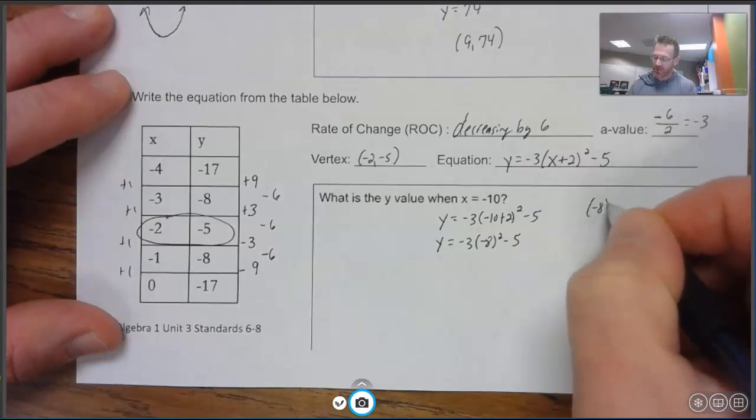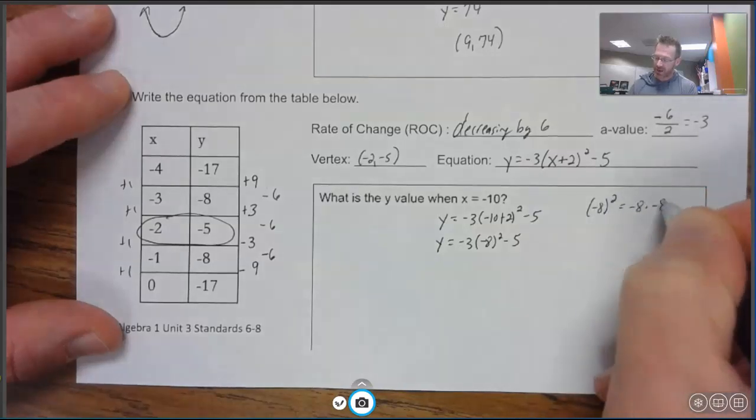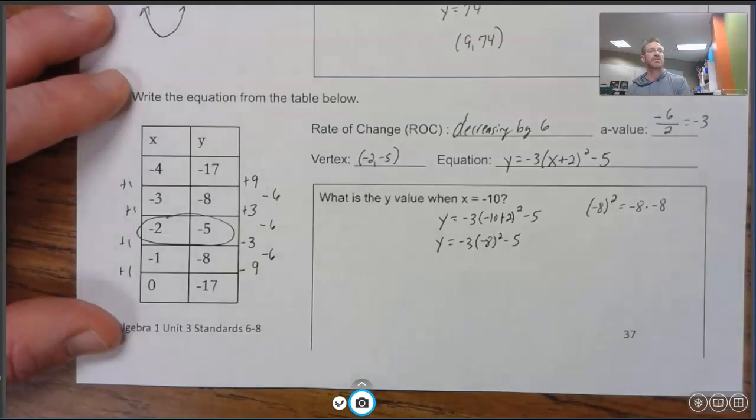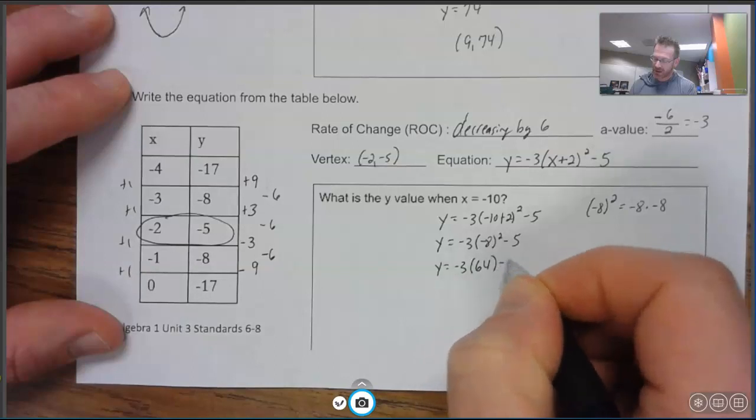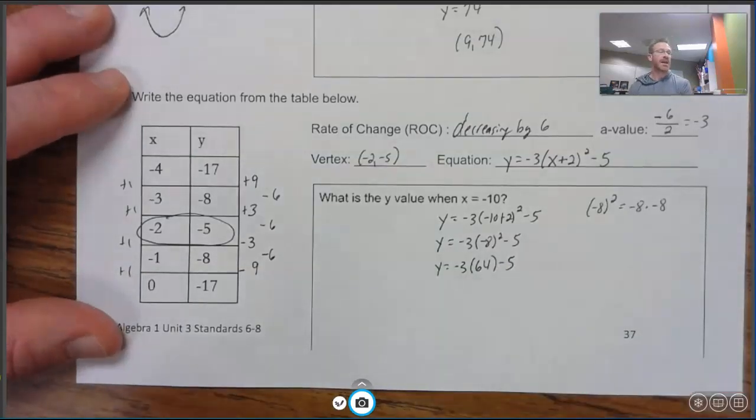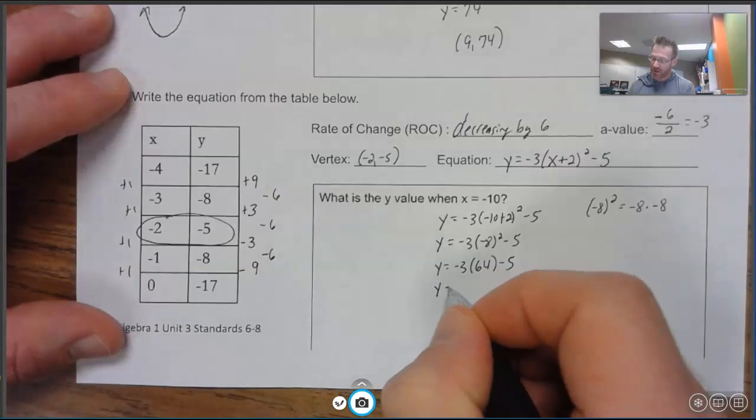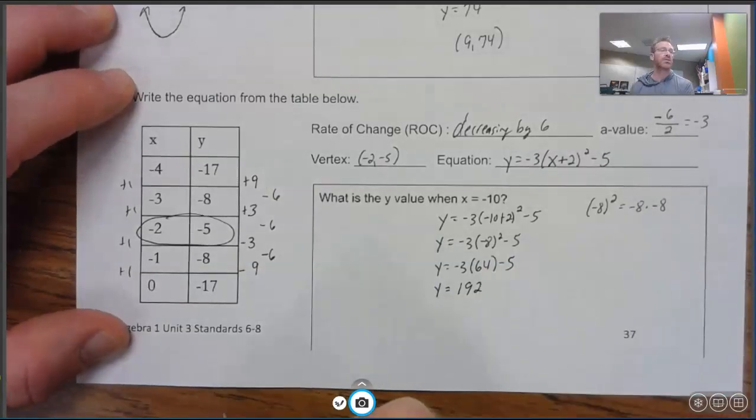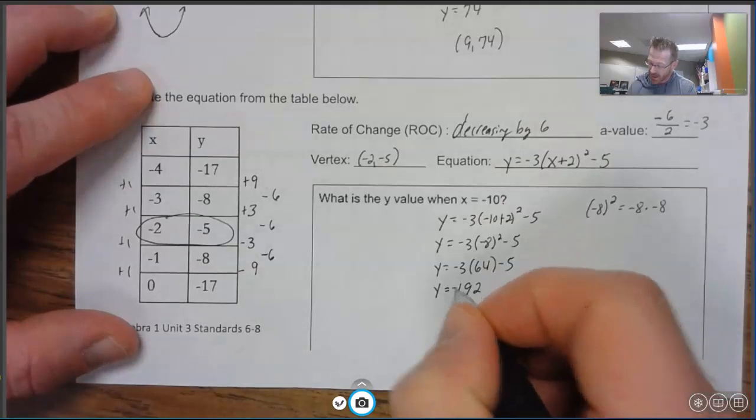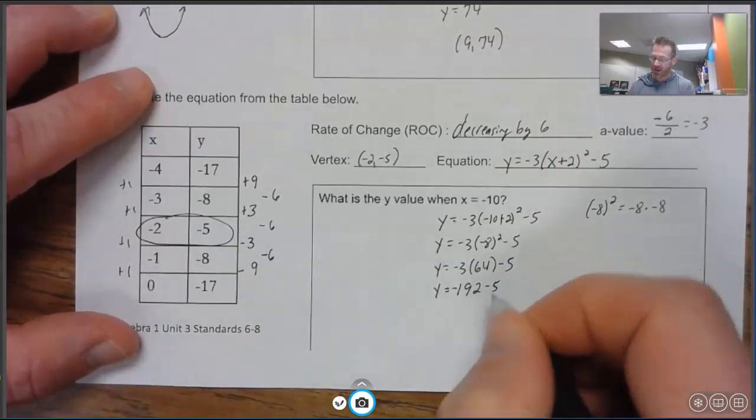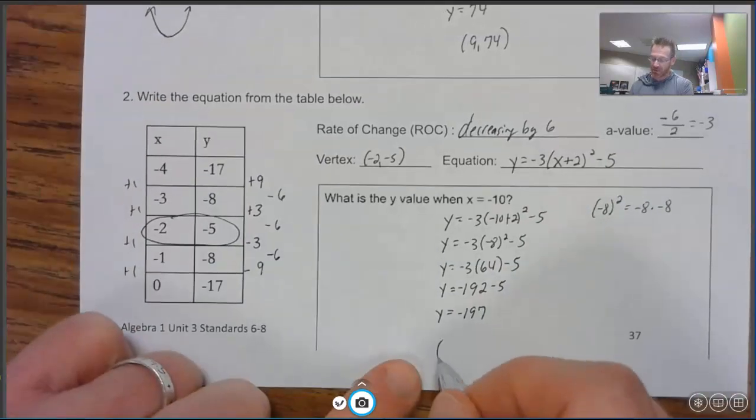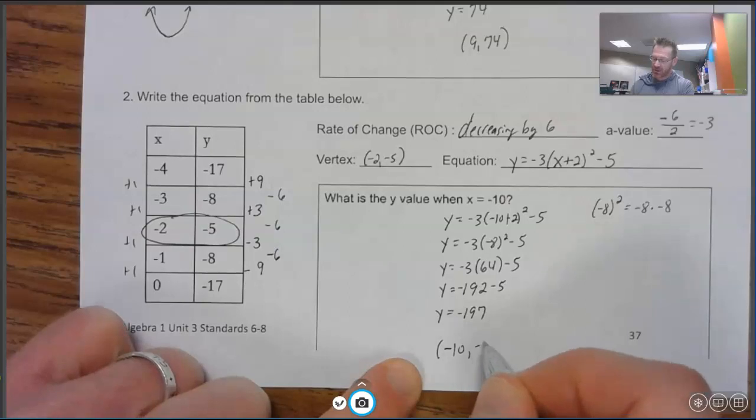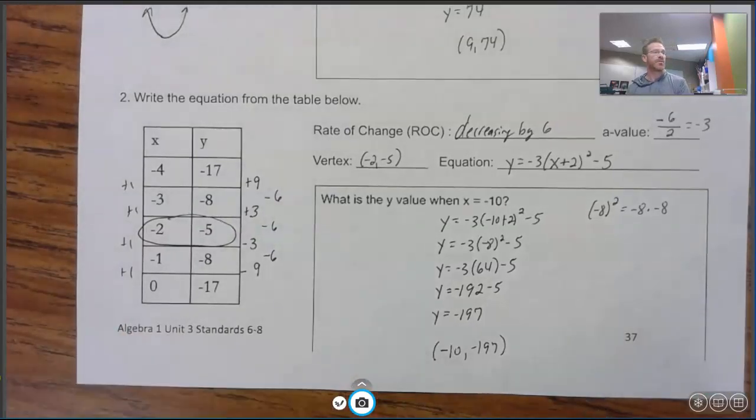Now remember, -8 squared is -8 times -8. A negative times a negative is a positive, and 8 times 8 is 64. So I get positive 64 there. And then -3 times 64 is going to be -192. I left the negative off, I said it, negative 192, and then minus 5, and that gives us negative 197. So if we were to extend this table, we'd have negative 10, comma, negative 197 for the point in our table. So there's a review of everything.